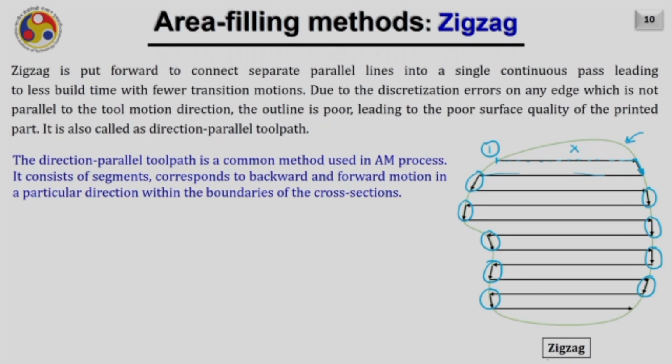This particular strategy, the zigzag, is also called the direction parallel strategy. The direction parallel strategy is the most commonly used toolpath in additive manufacturing machines. However, it is used along with a combination of contour parallel toolpath, and hence the entire toolpath is called a hybrid toolpath. That we will see after some time.